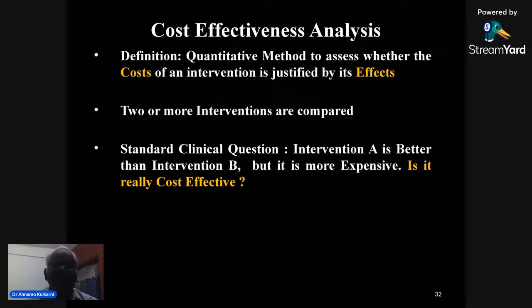So next, we will see cost effectiveness analysis. It's a quantitative method to assess whether the costs of an intervention are justified by its effects. Two or more interventions are compared here. The standard clinical question here is, intervention A is better than intervention B, but it is more expensive. Is it really cost effective? This is a question we need to answer.